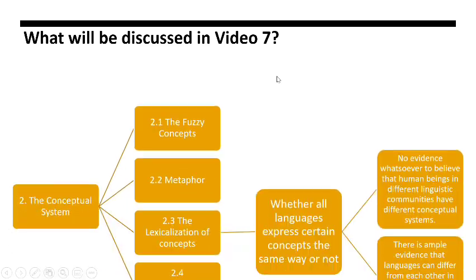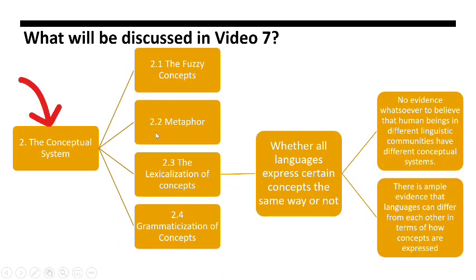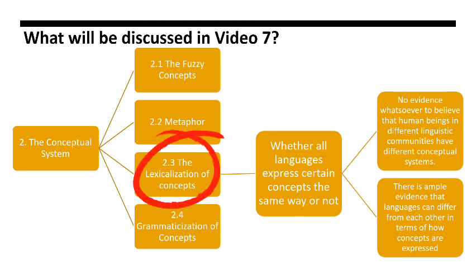What will be discussed in Video 7? We're still continuing Part 2, the conceptual system. The conceptual system has 4 subdivisions: 2.1, the fuzzy concepts; 2.2, metaphor; 2.3, the lexicalization of concepts; 2.4, grammaticization of concepts. In Video 7, we will be discussing 2.3, the lexicalization of concepts.